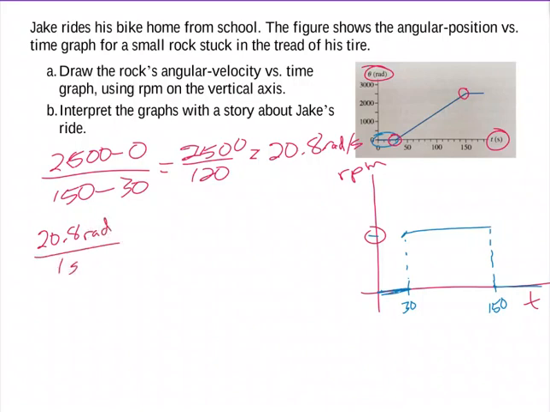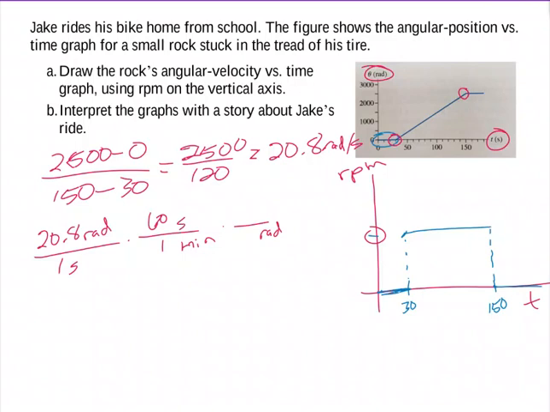Now we want revolutions per minute. So we got to turn this seconds into minutes. Seconds on top, minutes on the bottom. There's 60 seconds in 1 minute. Now we want to get rid of radians, so radians is going to be on the bottom. Radians to revolutions.